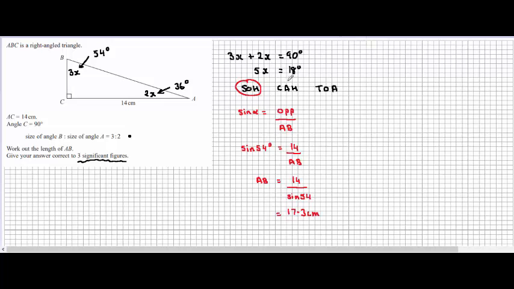So an alternative would be to use CAH. So the cosine of the angle is the adjacent over the hypotenuse, which in this case is AB. So the adjacent, that is the length next to the angle. So here I'll be using 14 and 36 because 14 is next to the 36. So it's going to be cos 36 degrees is equal to 14 over AB. Just like before, we can then interchange AB with cos 36. And if you work that out, you will get a value once again of 17.3 centimeters.